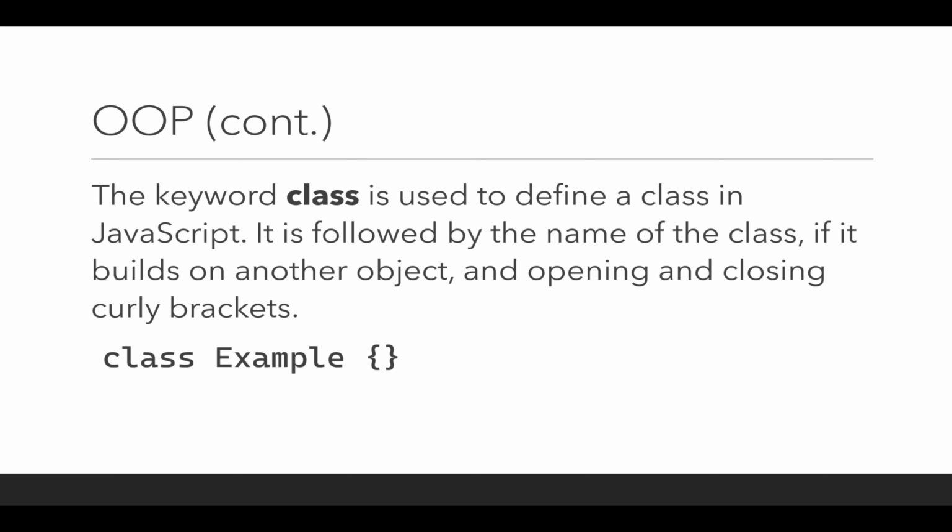The keyword class is used to define a class in JavaScript ES6. It is followed by the name of the class, if it builds on another object, and then opening and closing curly brackets. As I've mentioned multiple times across these videos, if you see opening and closing curly brackets, that means objects are being used. In this case, we are creating the blueprint for a future object.